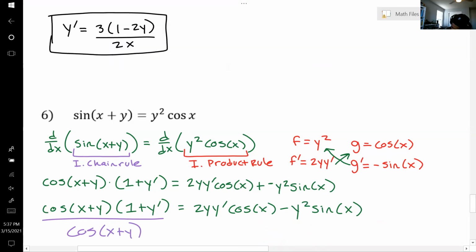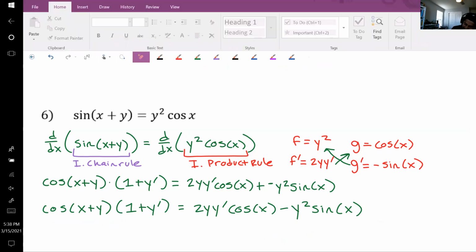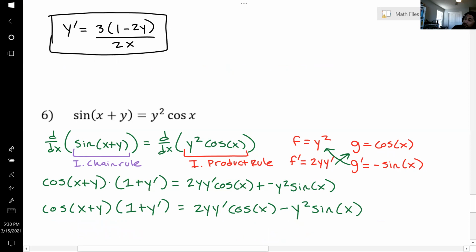Just leave it like that? Leave it like that and go ride your scooters. What is one of your favorite things to do as a math student? Distribute. Yay!